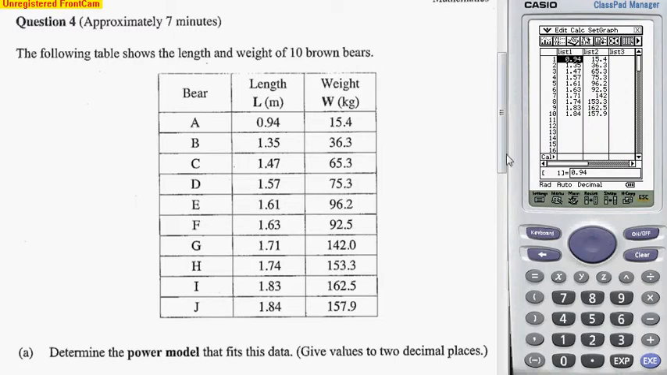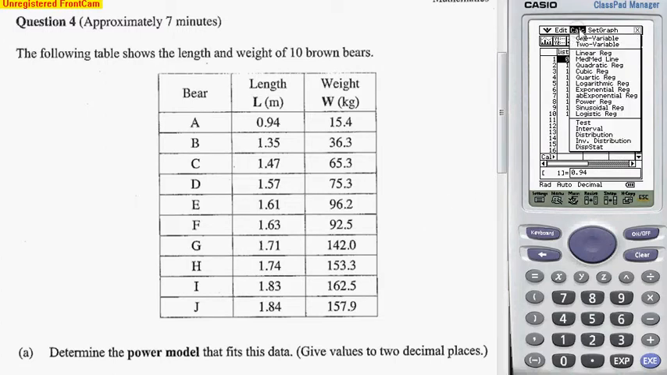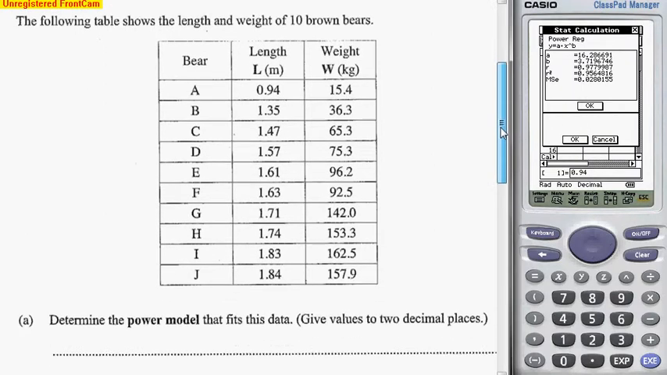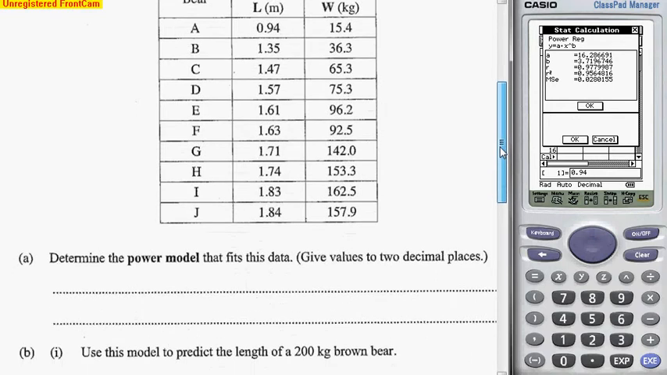Then to find the power model we just have to use the calc and power regression, list 1 and list 2, and OK. And there it just gives what the answer is. Now for this question, it says give the values to 2 decimal places. When that instruction is in the question, you should absolutely make sure that you do that.